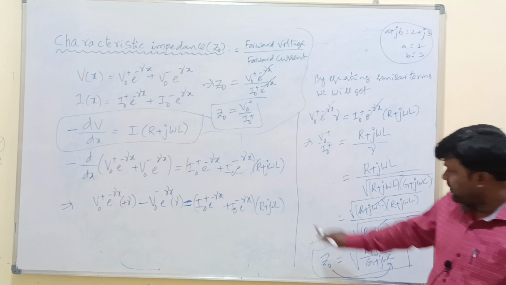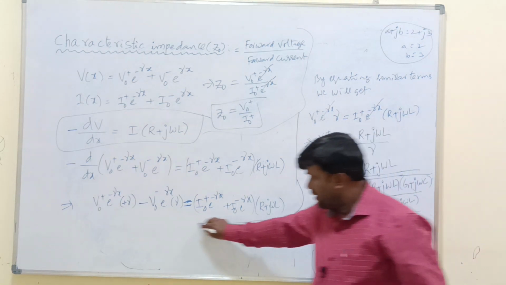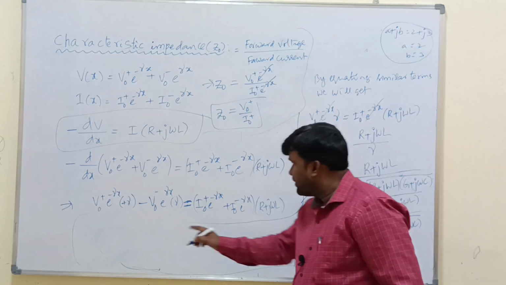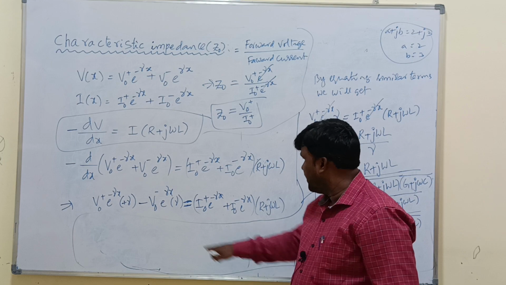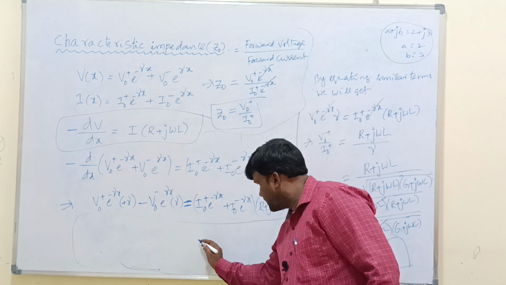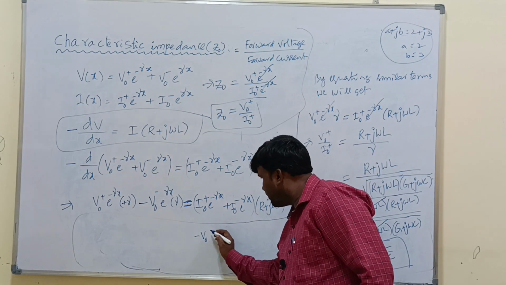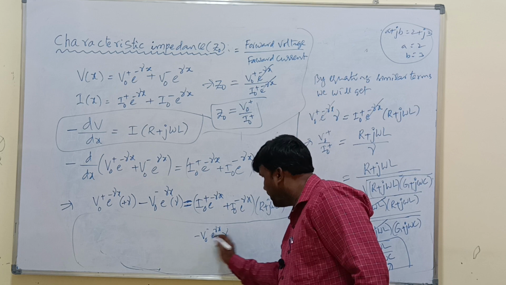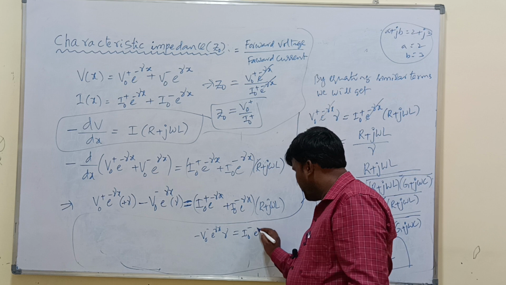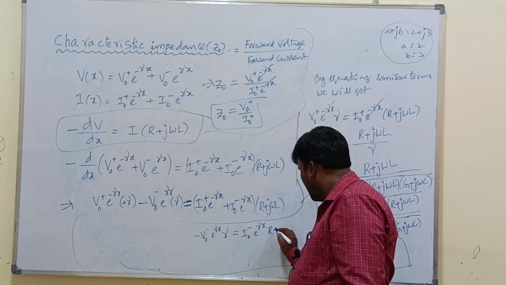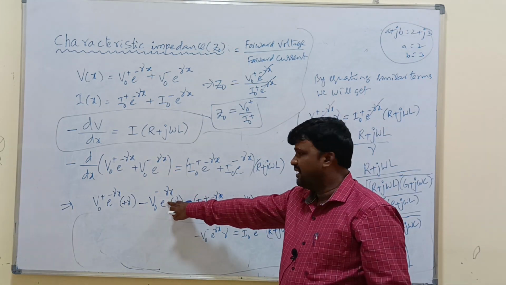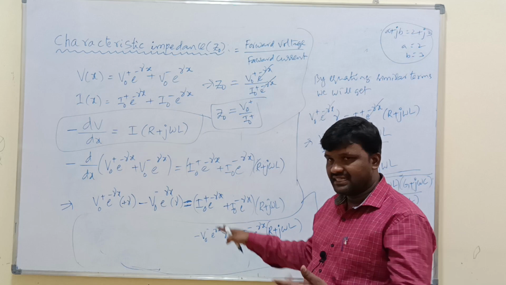Or else, by equating another similar term. What is the other similar term here? e to the power gamma x on the left hand side, similar to this e to the power gamma x on the right hand side. So here you have V naught minus e to the power gamma x into gamma, and minus I naught minus e to the power gamma x into (R plus j omega L). That means the other similar term is e to the power gamma x on the left hand side, and on the right hand side also e to the power gamma x. By equating this you will get like this.